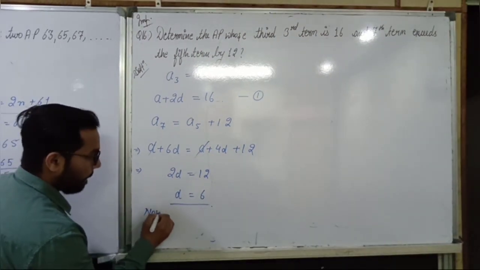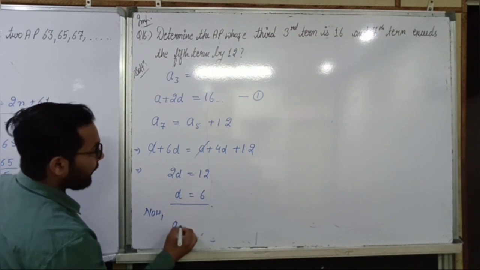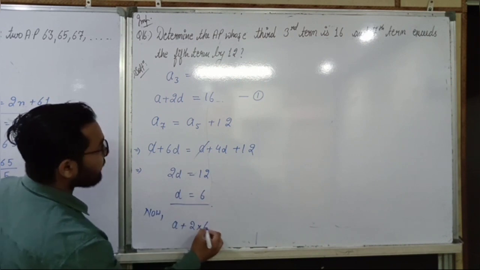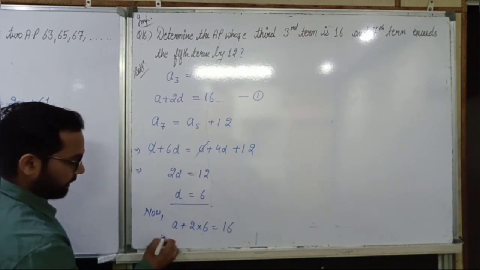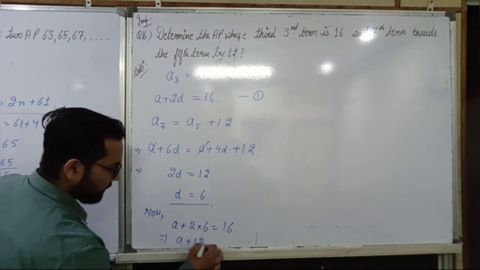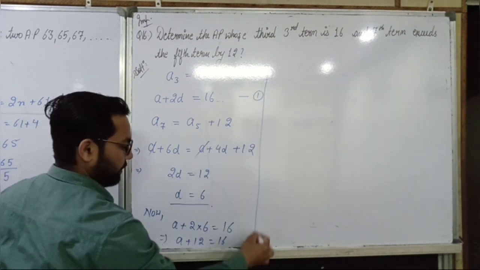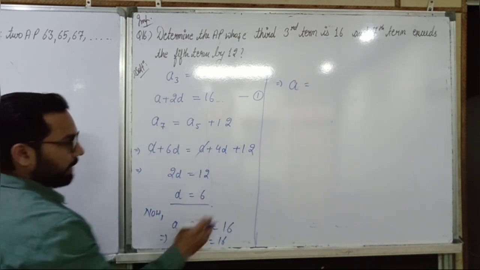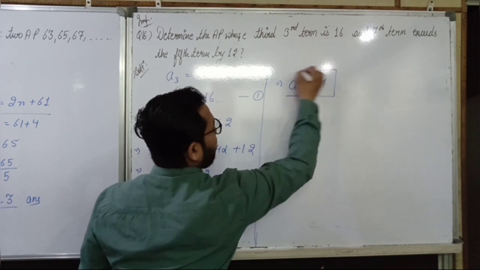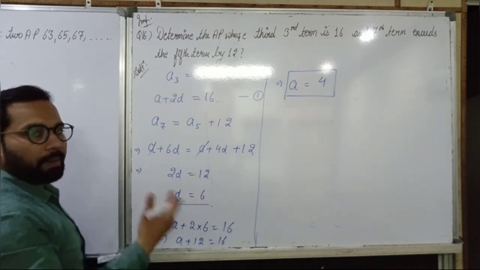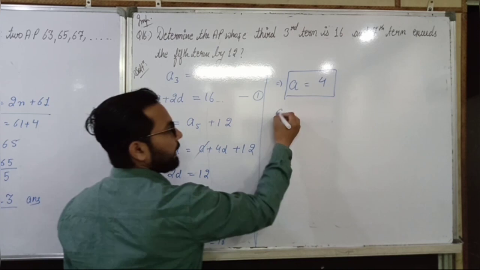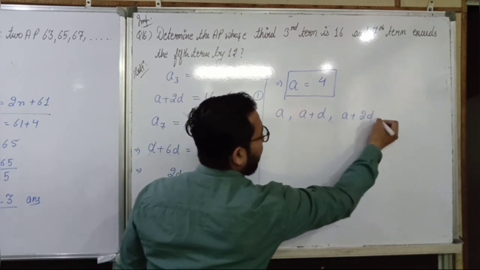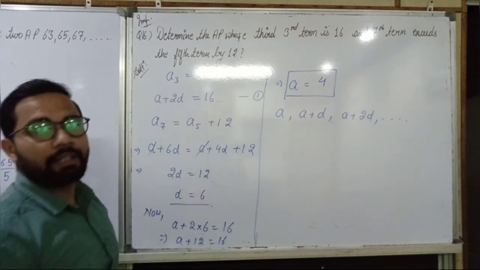नाउ a plus 2 into d क्या है हमारा, 6 is equals to 16, that is a plus 12 is equals to 16, or a is equals to 16 minus 12 that is 4. We got the first term, we got the common difference. अब हम अपना AP बना सकते हैं. कैसे, a, a plus d, a plus 2d and so on by using the general form.